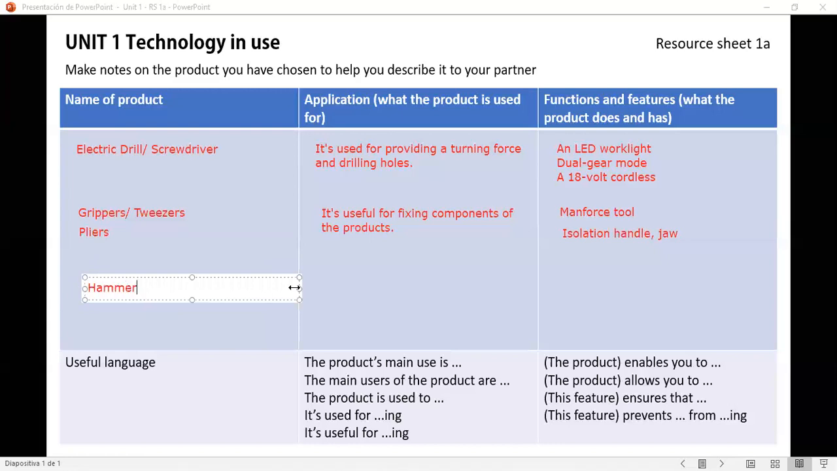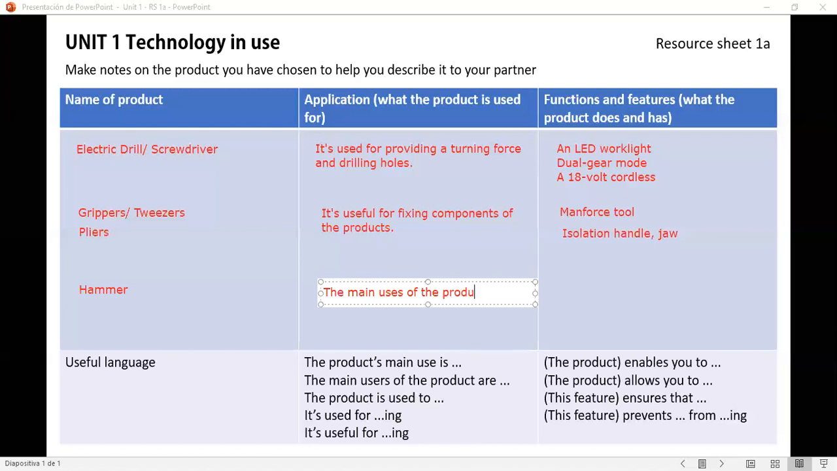Yes, hammer. Well, in this case, as the application, I can say the main users of this class of tool are for hitting different accessories or supplies like, I don't remember how can I say clavos. I don't know. The nails. Nails, it's the same as uñas. Yes, I remember.